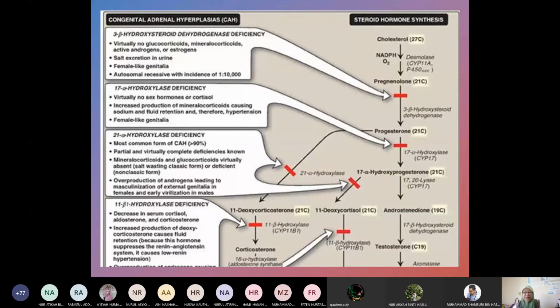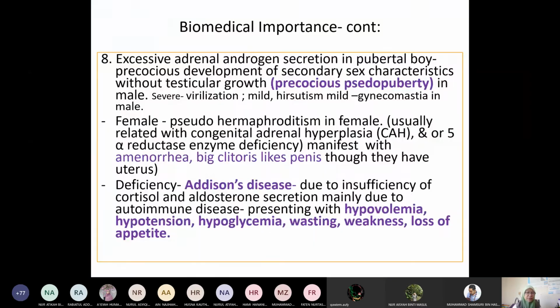can be classified as deficiency of enzymes that are involved in the biosynthesis of steroid hormones. Okay, so you may find precocious puberty, virilization, mild hirsutism, gynecomastia in the male, and in the female pseudohermaphroditism, usually related with congenital adrenal hyperplasia, and 5-alpha reductase enzyme deficiency. In terms of clinical features, the female will complain about amenorrhea, a big clitoris like a penis, though they have a uterus.